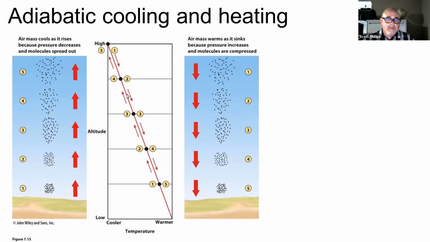As air is rising, the pressure decreases, and the molecules spread out, and it's called adiabatic cooling. So as air moves upward, it cools down, bringing it to the dew point and causing condensation. Conversely, as the air is moving downward, it's compressing and heating up. It has the opposite effect. It has a drying effect on the air, because as it heats up, it can hold more moisture and the air becomes drier.